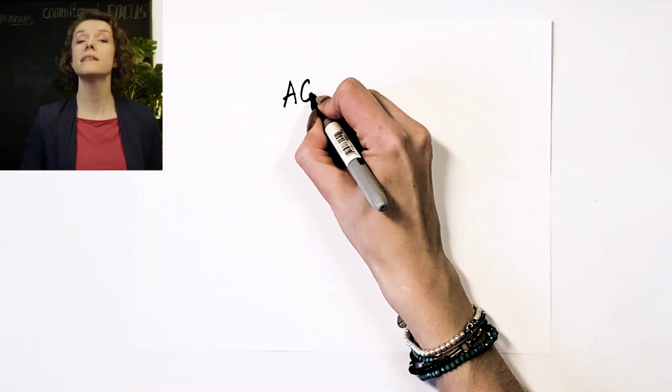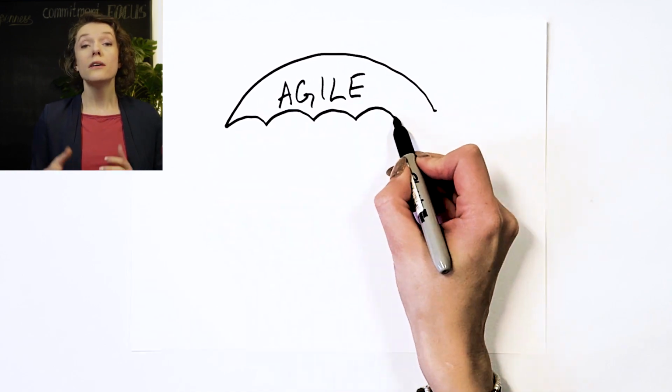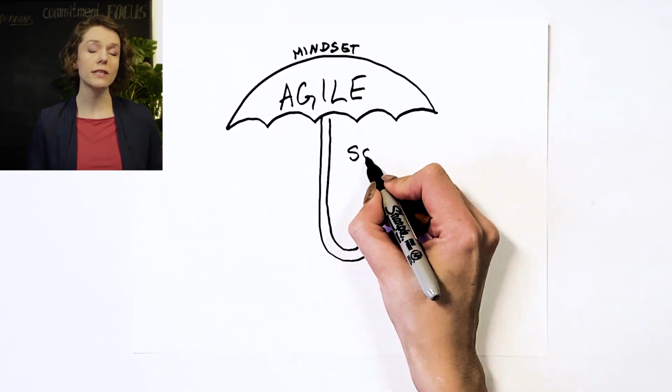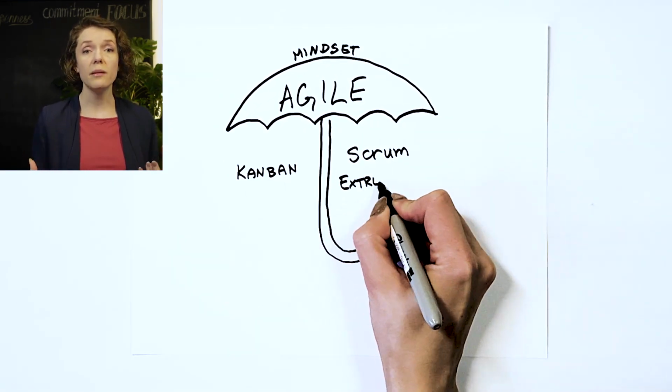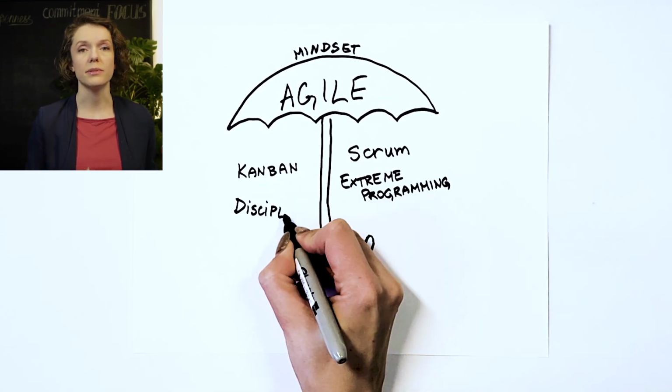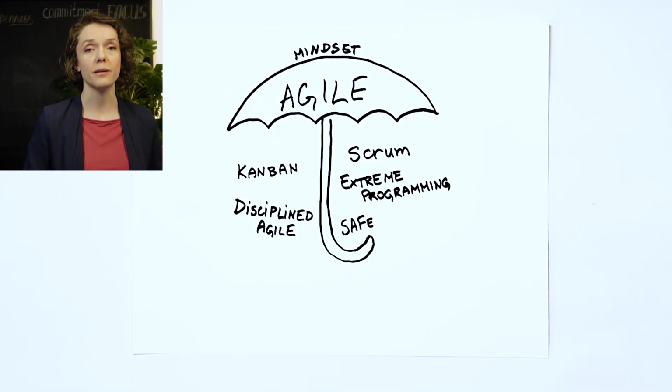Anyway, what is Scrum? Scrum is an Agile framework, and Agile, in turn, is a mindset, a different way of working. Scrum lives under the Agile umbrella, right next to other Agile frameworks and methods, such as Kanban, extreme programming, disciplined Agile, SAFe, and more. Some frameworks are considered more agile than others, but Scrum has been proven to help teams and companies become more agile.